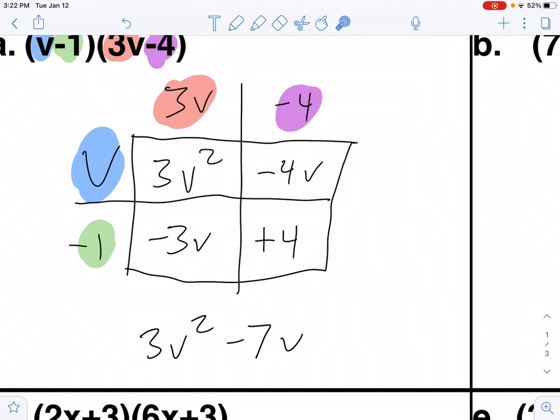So a couple different rules to keep in mind, but you've learned how to do everything here. We're just putting it together and organizing it. And then finally, this positive 4 doesn't have any other constant terms to go with, so this stays as plus 4. And this is our answer. It's in simplest form. Okay?